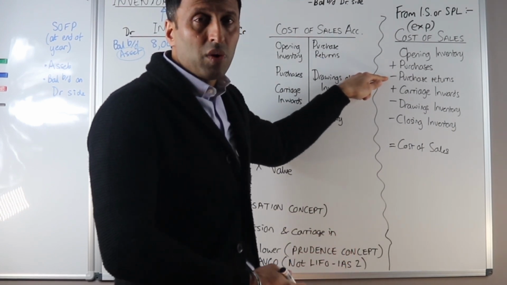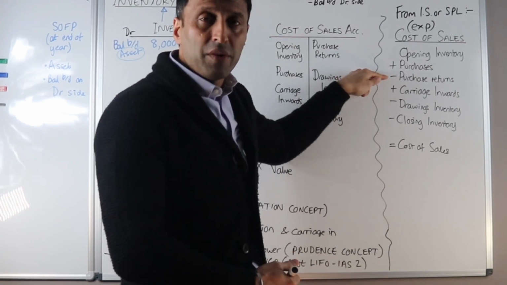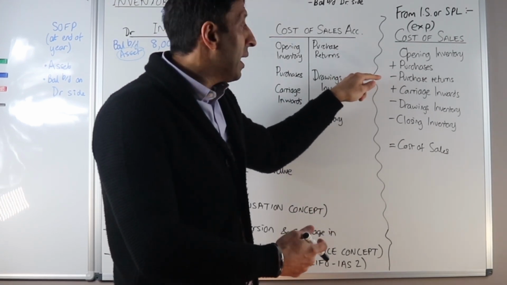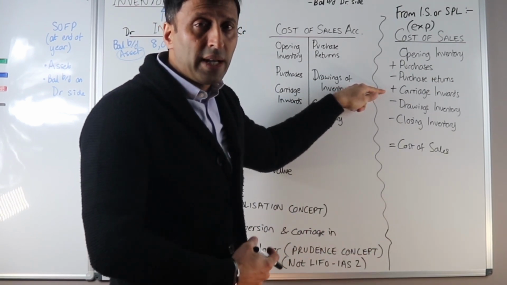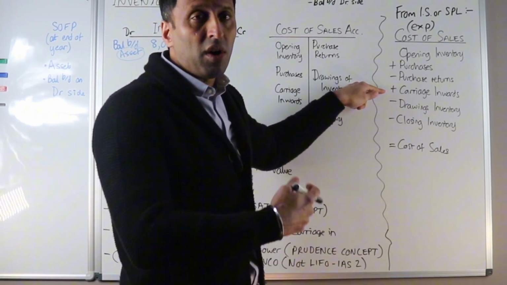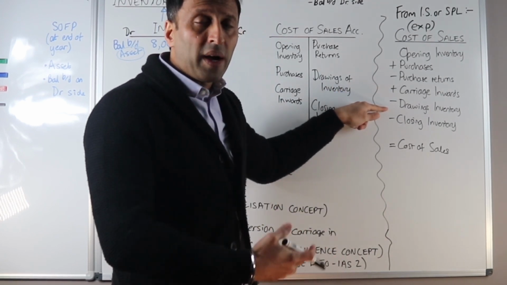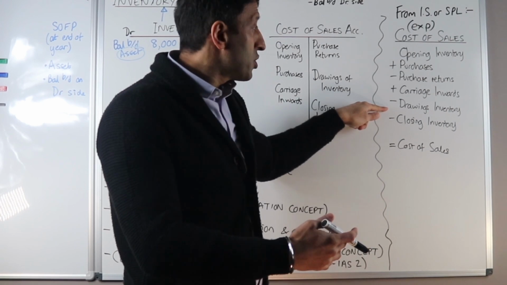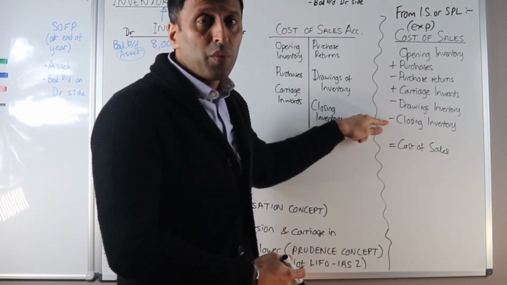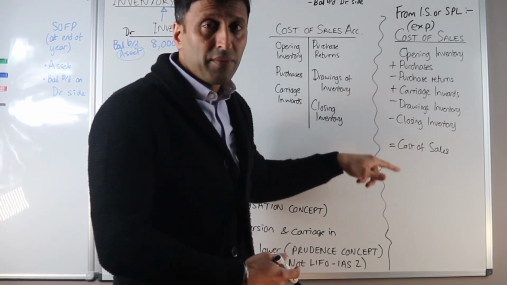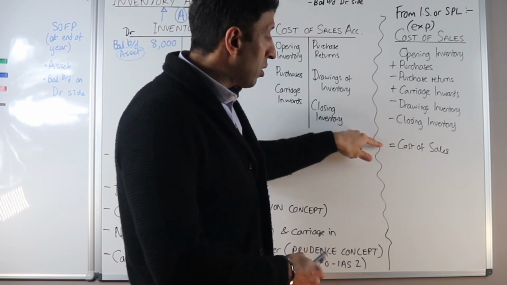Any purchase returns or returns outwards we make reduces the cost of sales. So this being a reduction in the cost of sales acts like an income account. Carriage in adds to the cost of sales. Any transport cost to bring the inventory into our business adds to the cost of the inventory, adds to the cost of the sales. Any drawings of inventory the proprietor takes home reduces the cost of inventory because they're taking it out of the purchases cost. And closing inventory we minus from the cost. So closing inventory is also seen as an income. And then this equals the cost of sales.